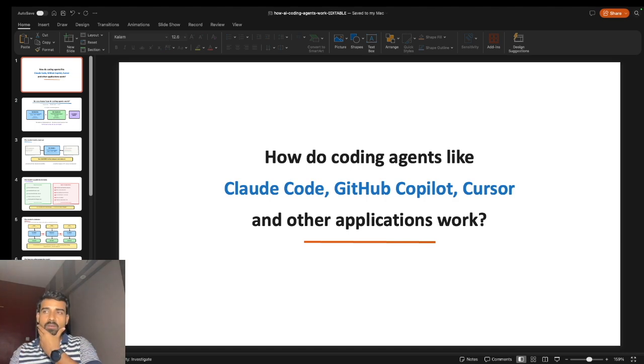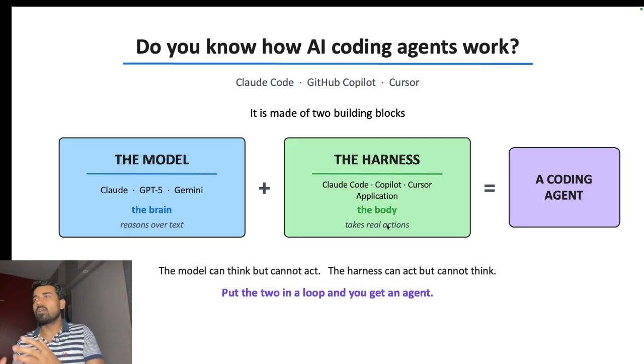I'm sure all of you would have heard of Cloud Code, GitHub Copilot, and Cursor, and most of you would have already used these applications. I've spent quite some time understanding how they work internally, and today I want to share it with you guys. How do Cloud Code, GitHub Copilot, or Cursor actually work?